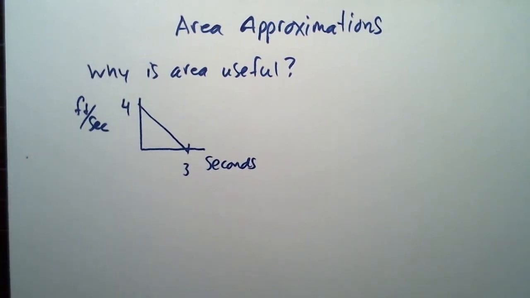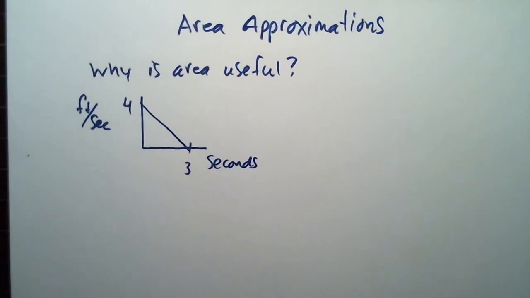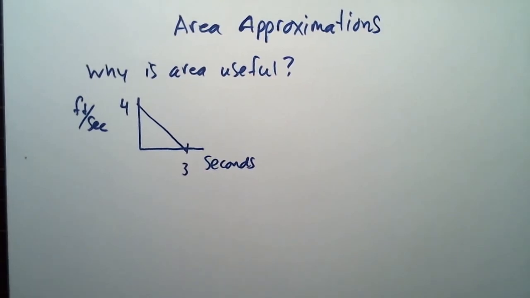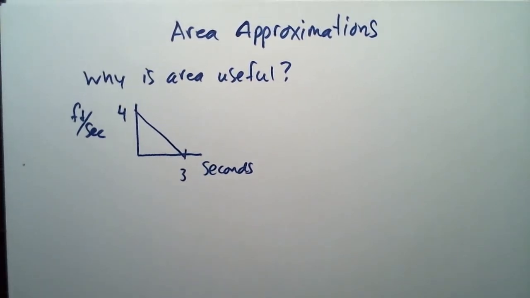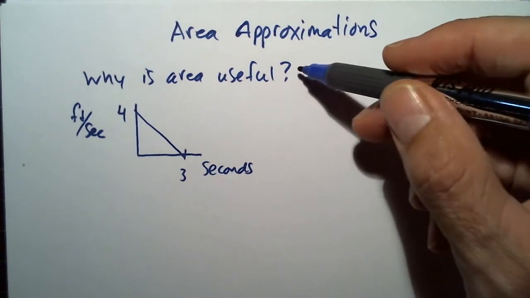Alright, today we're going to look at area approximations, and I've said that antiderivatives give you area. We still haven't seen how that happens, but today we're just going to look at ways of approximating area. So why is area useful?